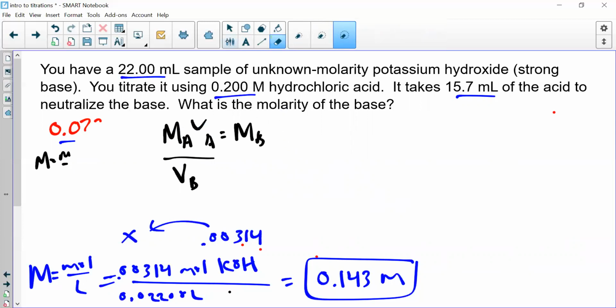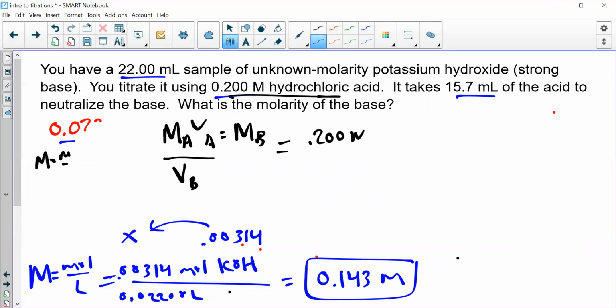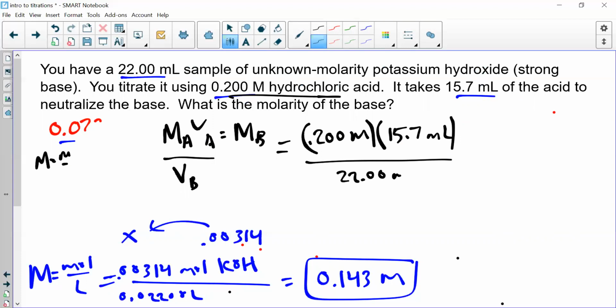So V_B goes away over here, and basically the molarity of the base is going to equal the molarity of the acid times the volume of the acid divided by the volume of the base, which is going to equal molarity of the acid, right here, 0.200 molar. Volume of the acid, 22 milliliters of potassium hydroxide, that's my base. Here it is, 15.7 milliliters of acid. Divide that by volume of the base, 22.00 milliliters.